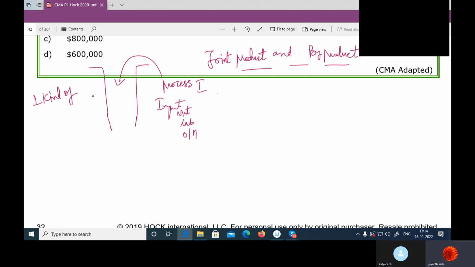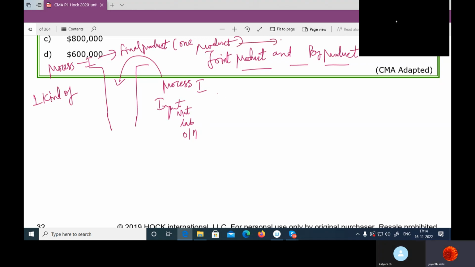Let's say if process one gives a final product, that is just one product, then we will say it is a normal product, correct? This is what is expected from that particular process. That process is giving us one single product. This product will sell in the market and will generate revenues.